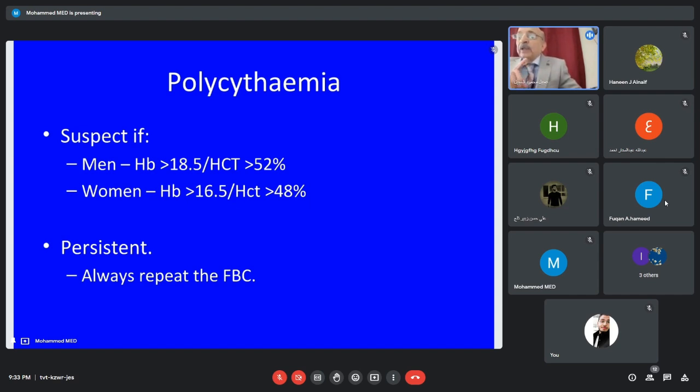But if you get a single blood count which tells you that the patient is polycythemic, repeat the test, because often there is reactionary polycythemia. You shouldn't label your patient as polycythemic unless you have 2 to 3 blood readings showing polycythemia. Next, please.